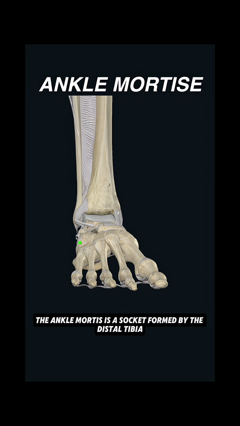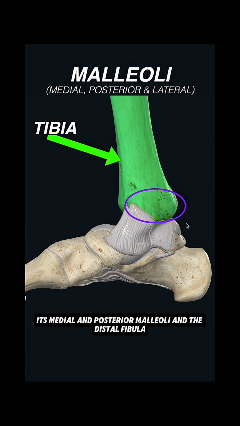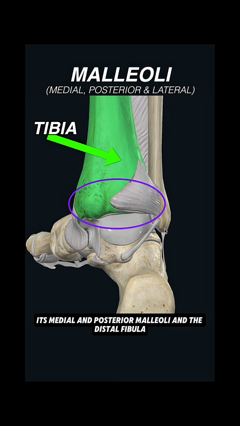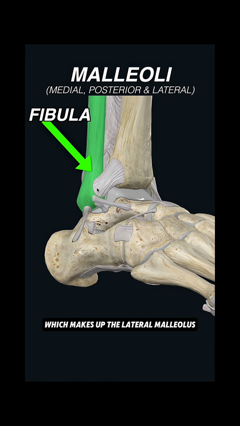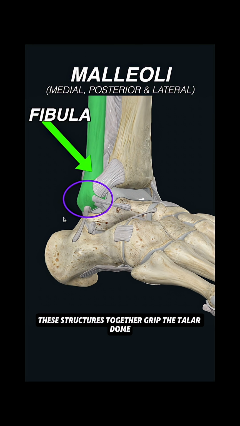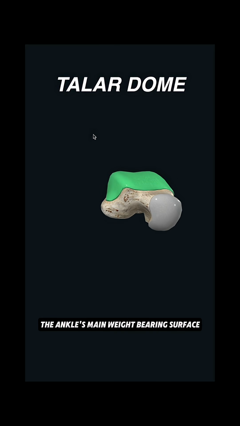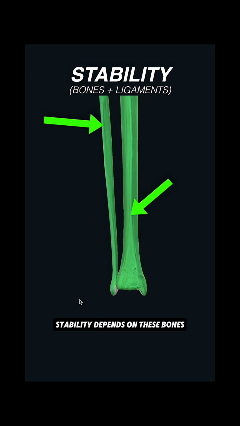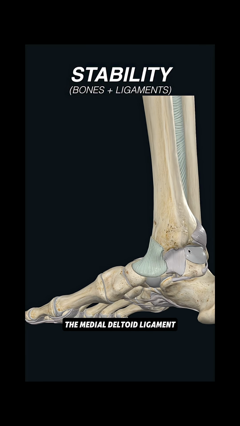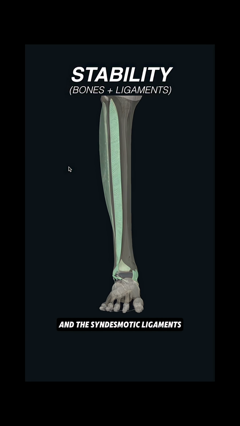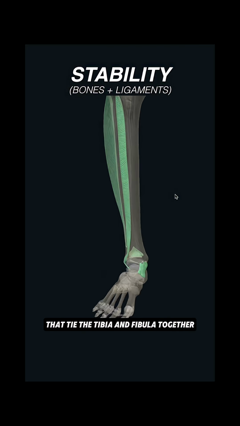The ankle mortise is a socket formed by the distal tibia, its medial and posterior malleoli, and the distal fibula, which makes up the lateral malleolus. These structures together grip the talar dome, the ankle's main weight-bearing surface. Stability depends on these bones, the medial deltoid ligament, and the syndesmotic ligaments that tie the tibia and fibula together.